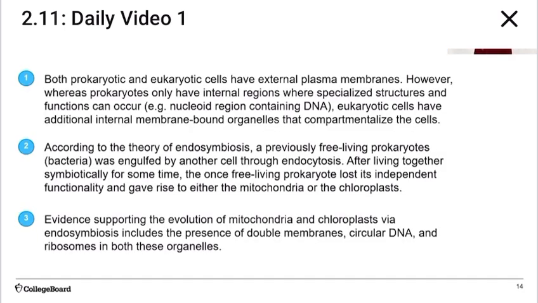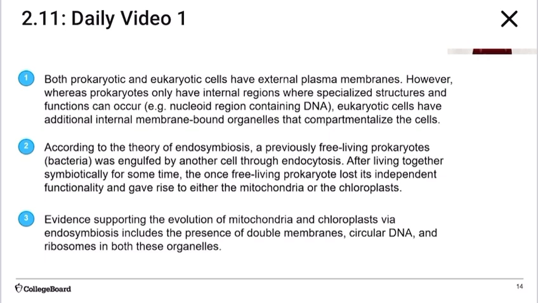Some key takeaways here are that both prokaryotic and eukaryotic cells have external plasma membranes. However, whereas the prokaryotes only have internal regions where specialized structures and functions can occur, such as the nucleoid region containing the DNA that I showed you previously, eukaryotic cells have additional internal membrane-bound organelles to compartmentalize the cell and help with cell efficiency. According to the theory of endosymbiosis, a previously free-living prokaryote was engulfed by another cell through endocytosis, and after living together symbiotically for some time, the once free-living prokaryote lost its independent functionality and gave rise to either the mitochondria or the chloroplast.